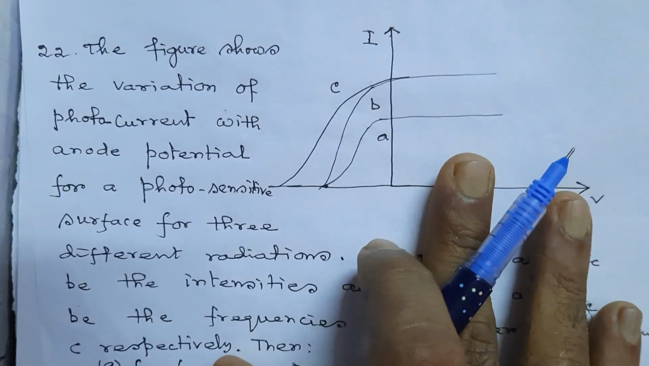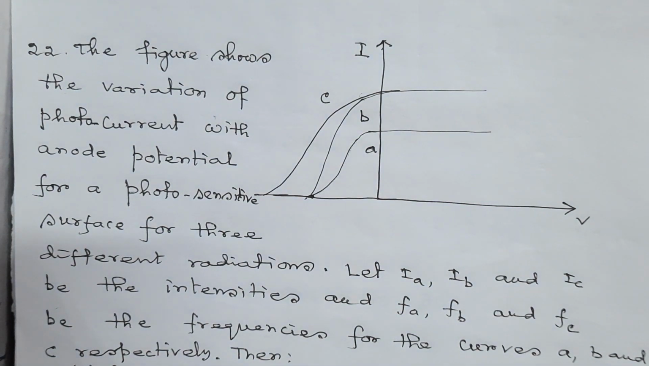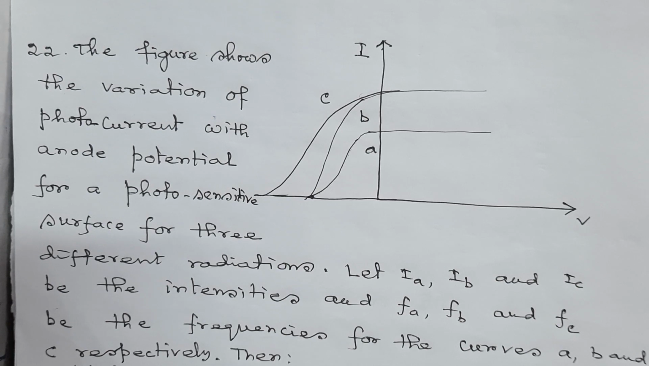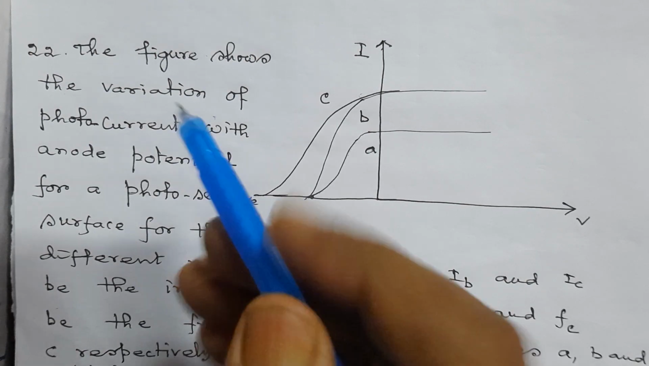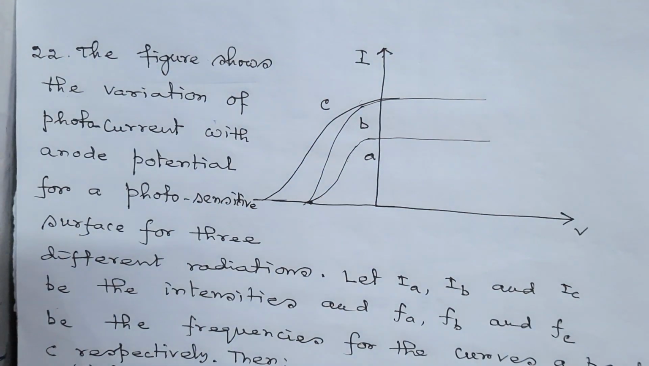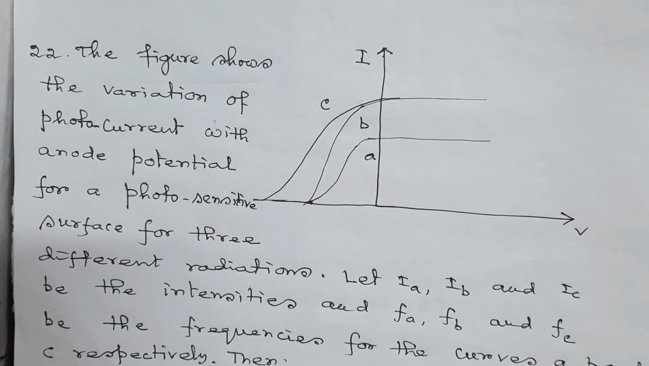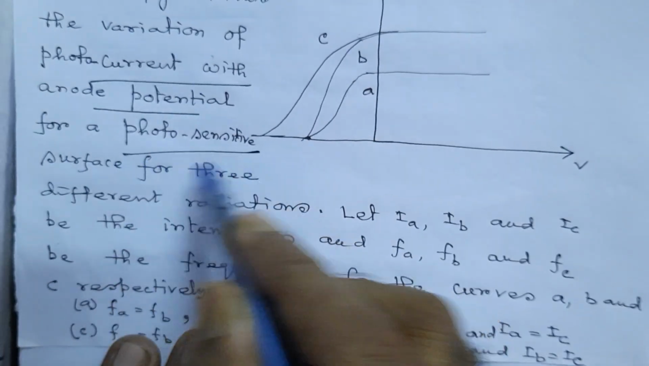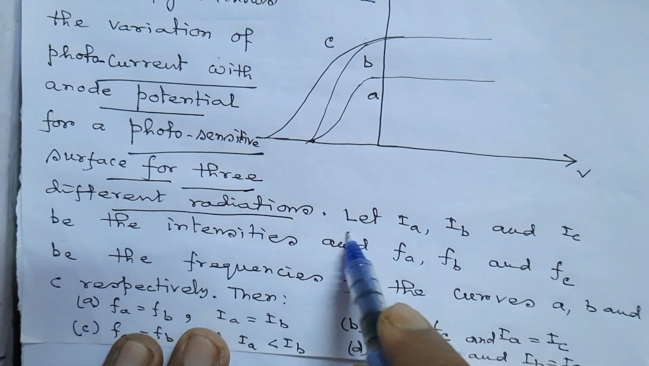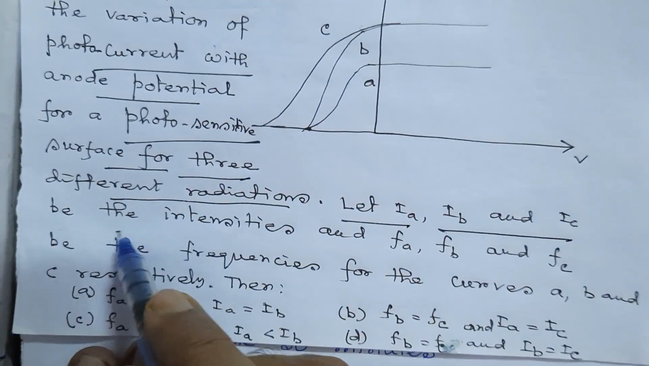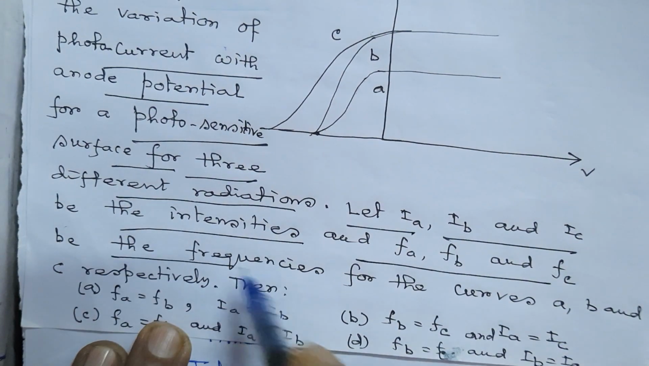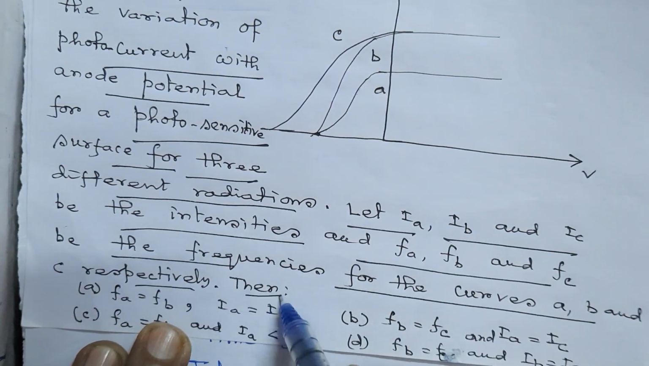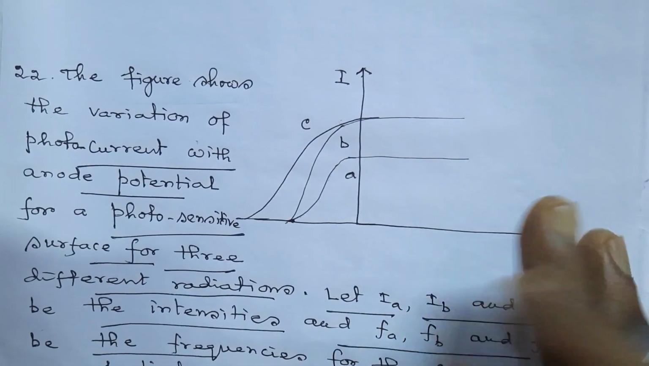Now let us see question number 22. It is a question from the photoelectric effect, another interesting phenomenon in physics. What does it say? The figure shows the variation of photoelectric current with anode potential for a photosensitive surface for three different radiations. Let IA, IB and IC be the intensities and FA, FB, FC be the frequencies for the curves A, B and C respectively. Then let us see.